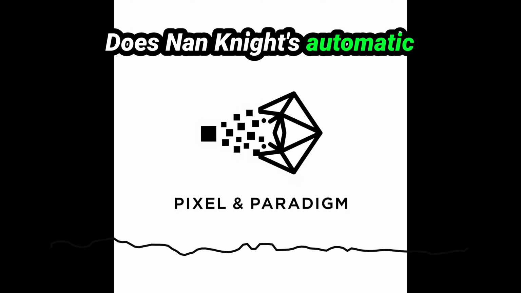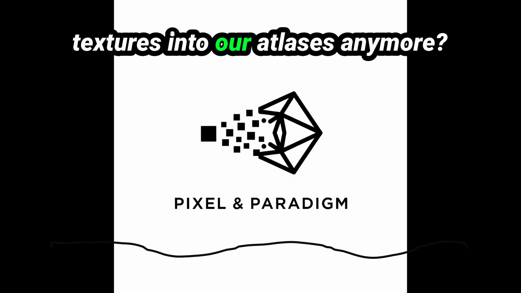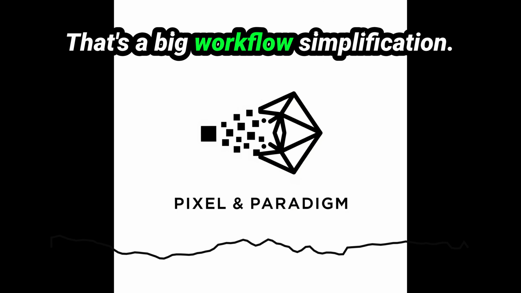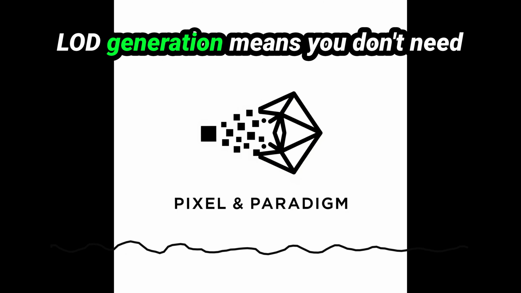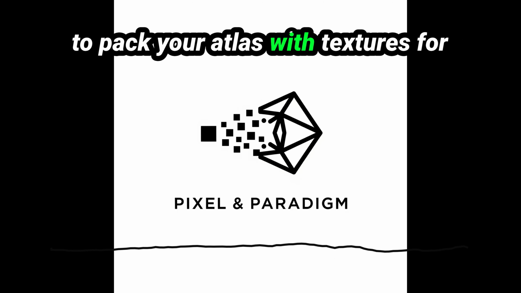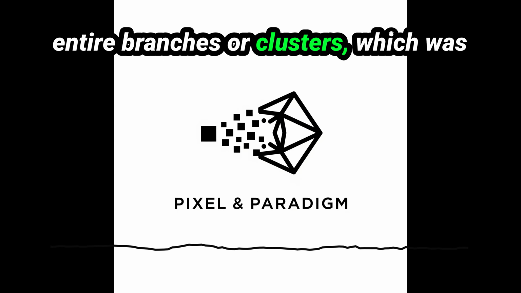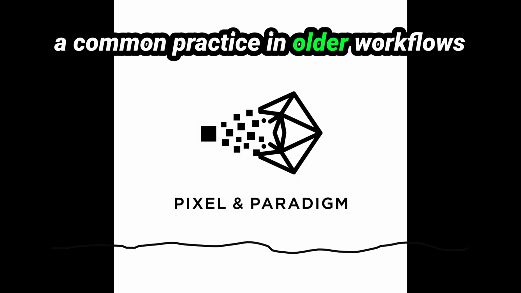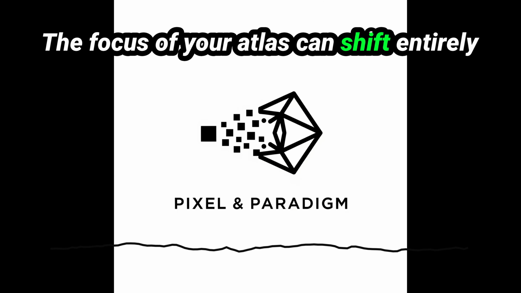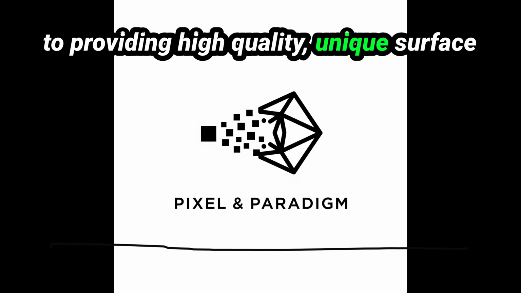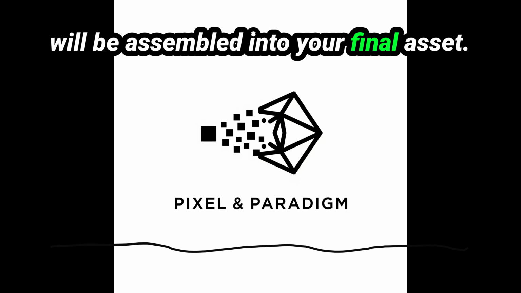Does Nanite's automatic LOD generation mean we don't need to worry about packing LOD textures into our atlases anymore? Correct. That's a big workflow simplification. Nanite's automatic geometric LOD generation means you don't need to pack your atlas with textures for multiple pre-baked LOD versions of entire branches or clusters, which was a common practice in older workflows to save texture memory at distance. The focus of your atlas can shift entirely to providing high-quality, unique surface details for the individual 3D parts that will be assembled into your final asset.